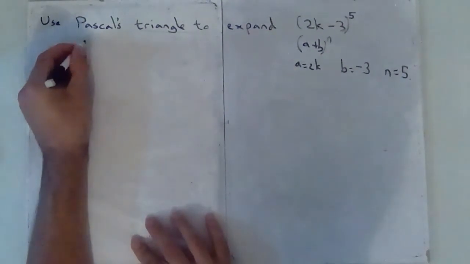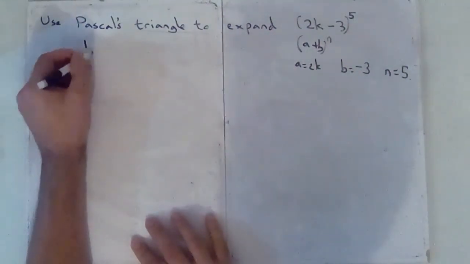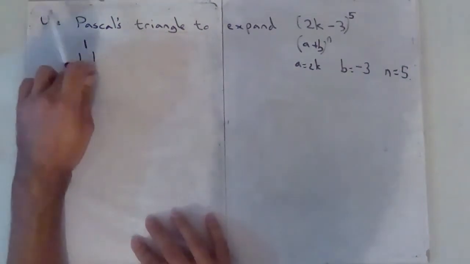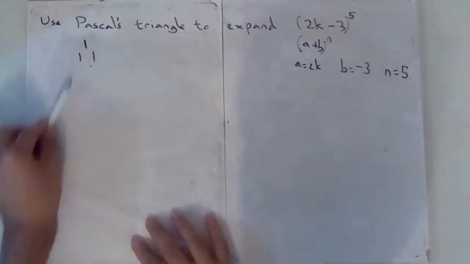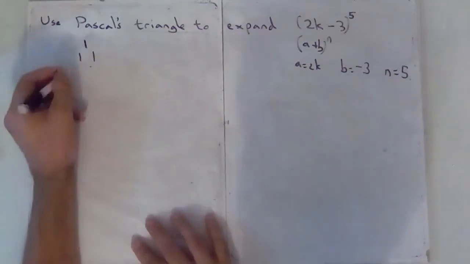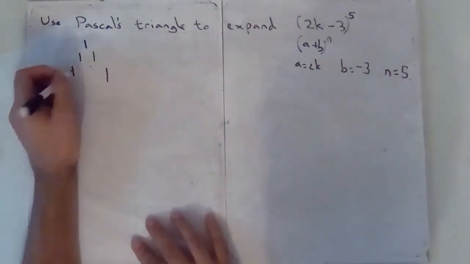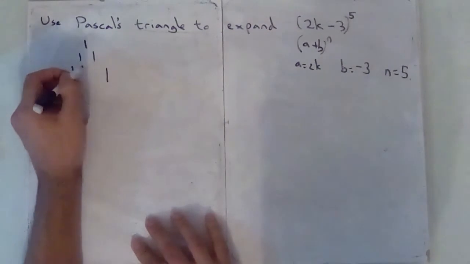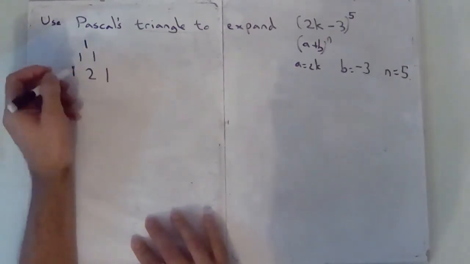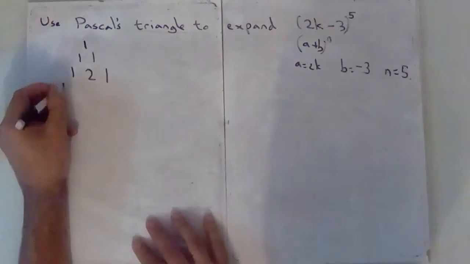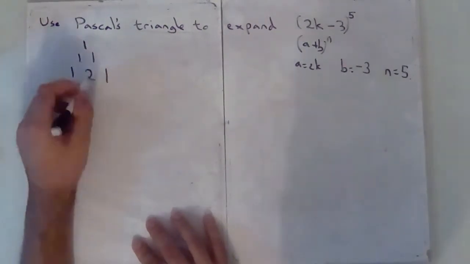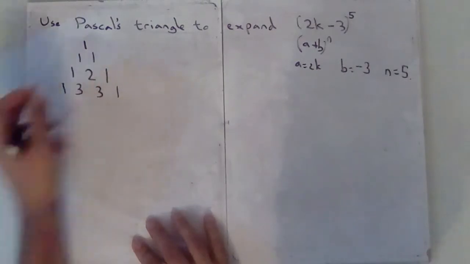It starts with a 1, and then you have a 1 and another 1. The third row has a 1 and a 1 on the outside, and this number is made by adding this 1 and this 1. From now on, each number, apart from the ones on the edge, is the sum of the two above it. So this is 2. Now I've got a 1, then 1 plus 2 is 3, 2 plus 1 is 3, and another 1, and so on.